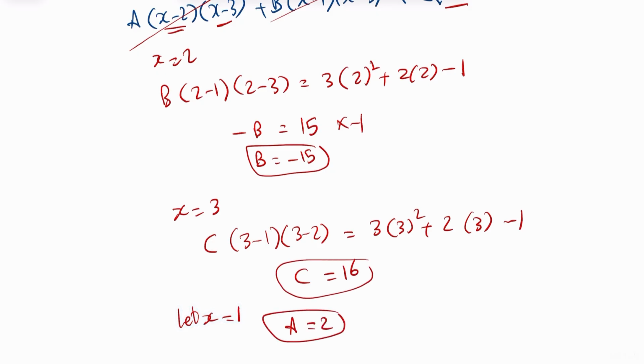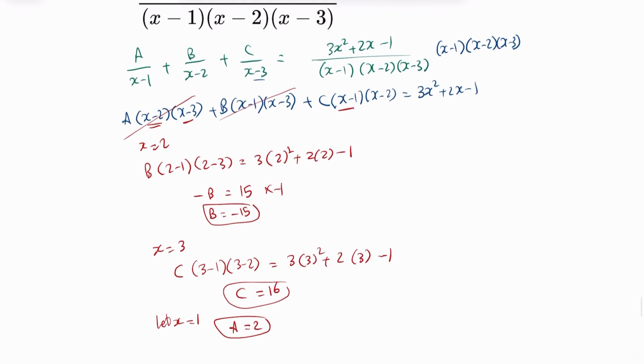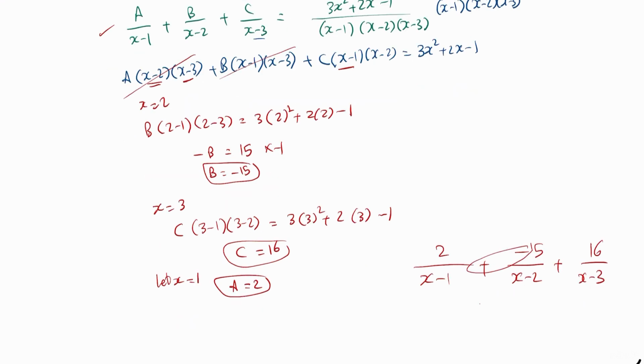So now we have the value of A equal to C equal to 16, B equal to negative 15. We need to substitute again in the original fraction the value of A as 2 over x minus 1, plus the value of B, negative 15 over x minus 2, plus the value of C as 16 over x minus 3. After you simplify that more, multiply negative times positive equals negative. So here we have 2 over x minus 1, minus 15 over x minus 2, plus 16 over x minus 3, and this is your result answer.